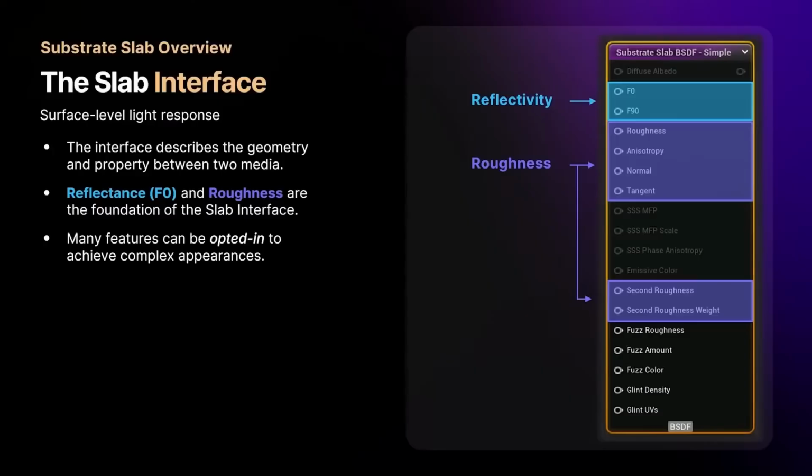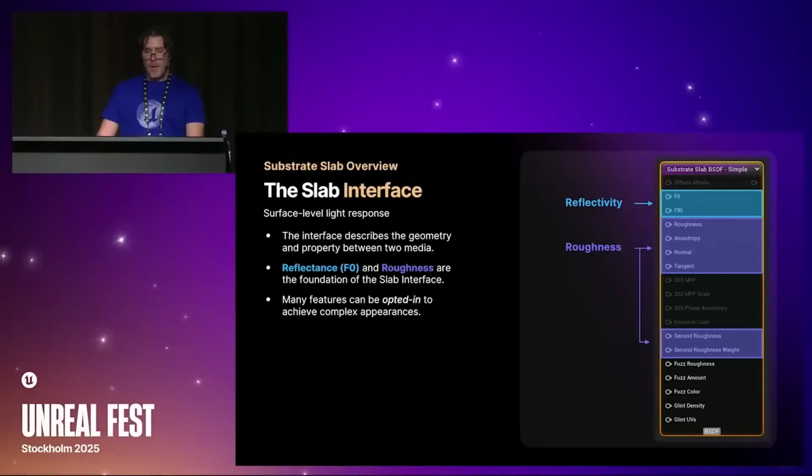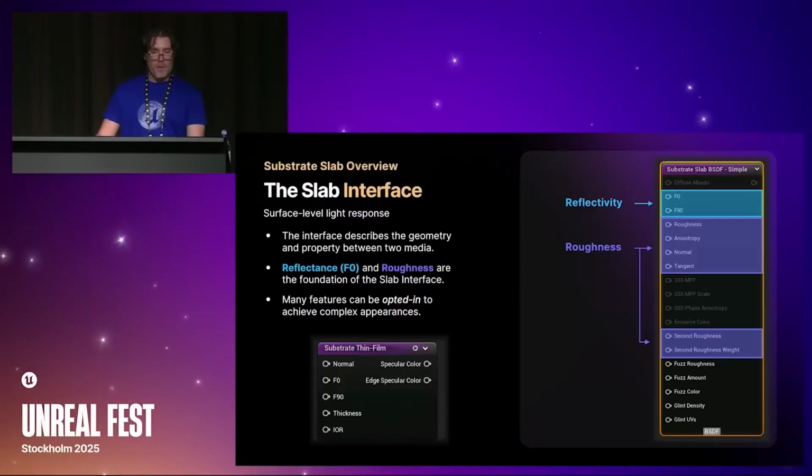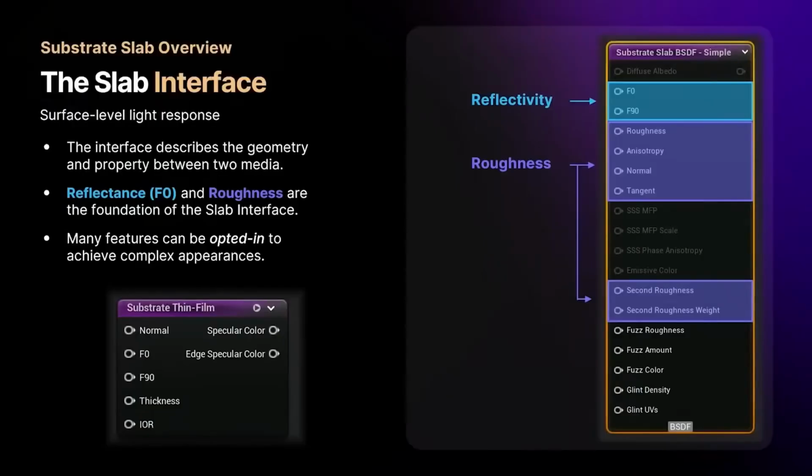One of the most important distinctions in Substrate is that F0 is a color. That means that any material, not just metallics, can exhibit chromatic specular, including dielectrics like chitin and oxide or oil films. There's even a helper node to aid in generating a reasonable F0 and F90 for these materials. The interface is also energy conserving by design.